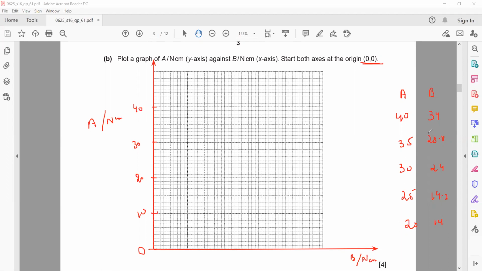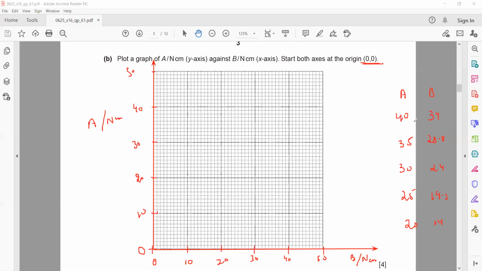What about the value for B? The maximum value of B is 34 and the minimum, they've already mentioned you should start from origin, so minimum is 0. So if I select 10, 20, 30, like each box is equal to 1 and 40 and so on. This will be 50 and here this is also 50.